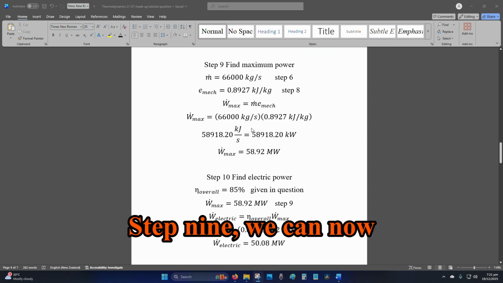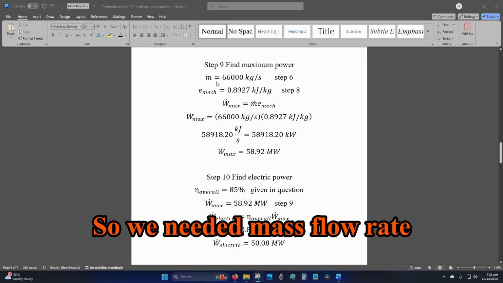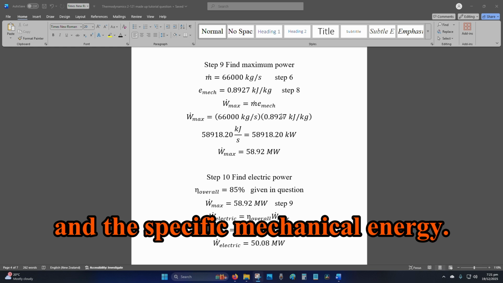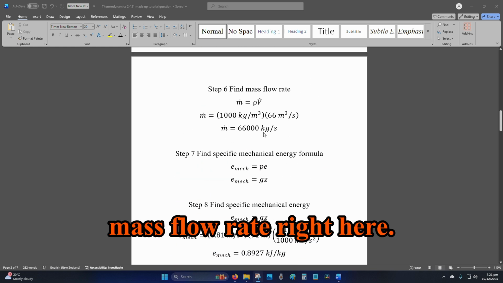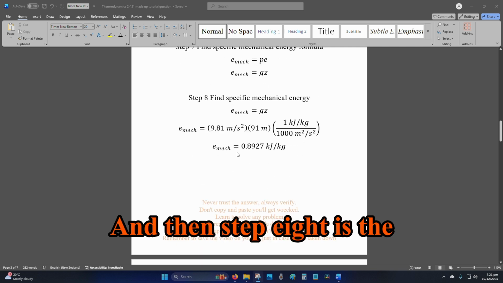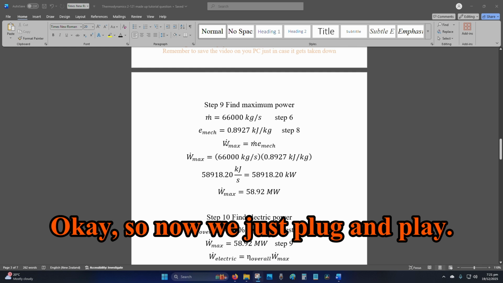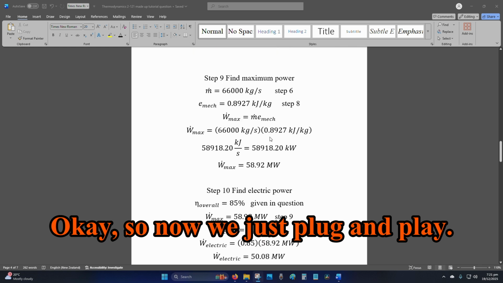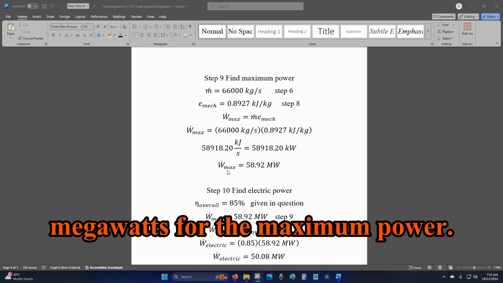Step 9, we can now find the maximum power. So we needed mass flow rate and the specific mechanical energy. So step 6 is the mass flow rate right here, and then step 8 is the specific mechanical energy. Okay, so now we just plug and play. We will get 58.92 megawatts for the maximum power.